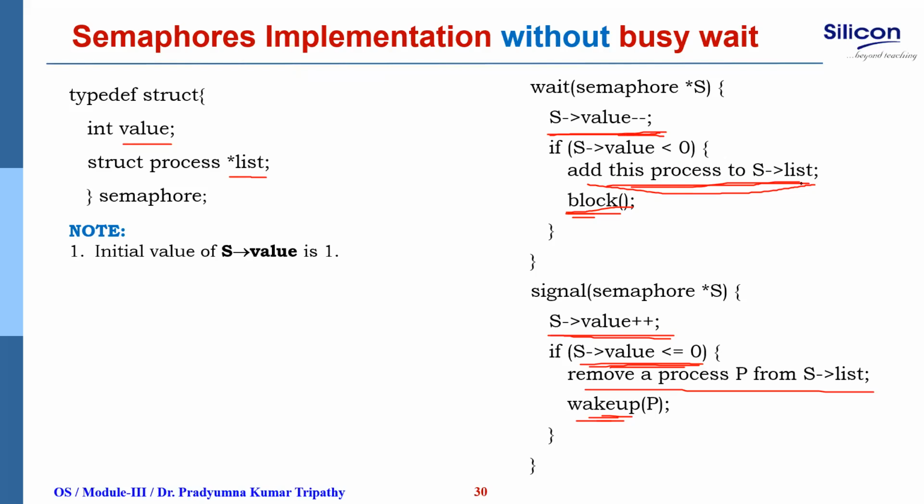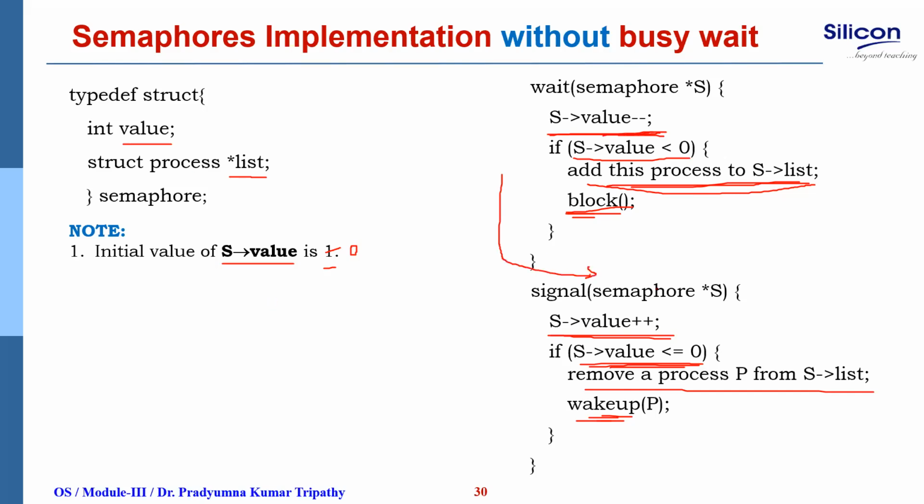Any doubt from this? Is it understood? The S value is initialized to 1. As it is 1, it is decremented over here and this becomes 0. So this condition doesn't satisfy, and it will enter into the critical section.